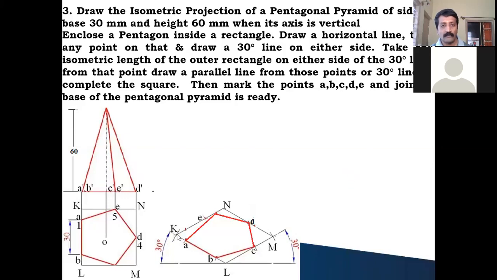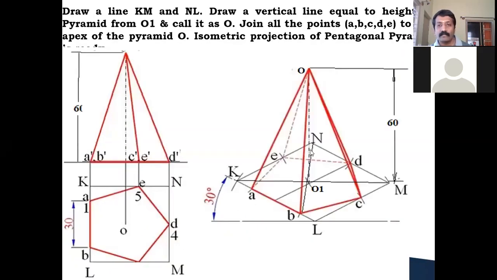You draw the diagonal for the outer rectangle from K to M as well as N to L, like this. It is not N to B. Okay, N to L you draw one line, and K to M you draw one line. Those are the diagonals. Wherever they intersect, that is the center of your pentagon. See, this is the intersection point. So this is the center of your pentagon.